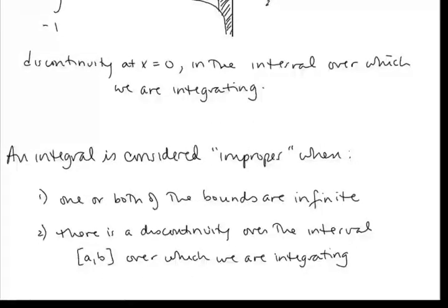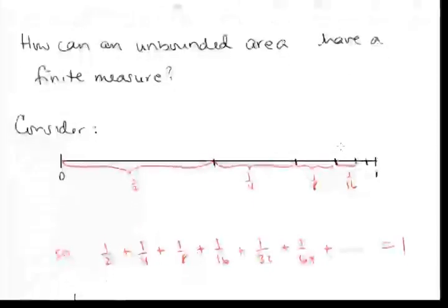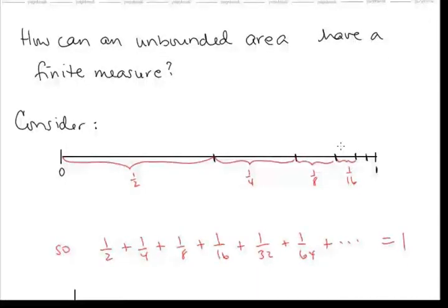Now let's talk about how an unbounded area can have finite measure. So I'm going to create an area for you that is unbounded, but we're going to know that it has a finite measure, that has a finite area. I want you to consider this interval from 0 to 1. I'm going to start at 0, I'm going to go half the remaining distance, and then half the remaining distance, and then half the remaining distance, and let's see what I get.